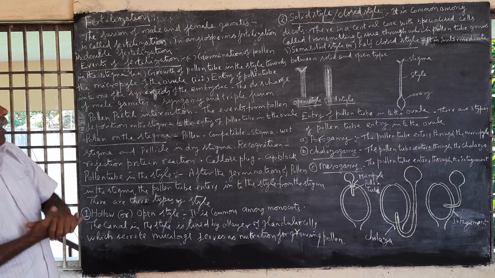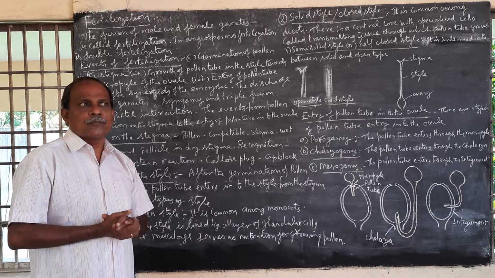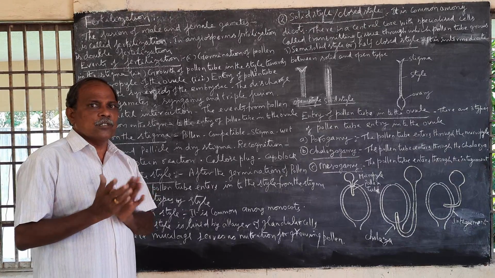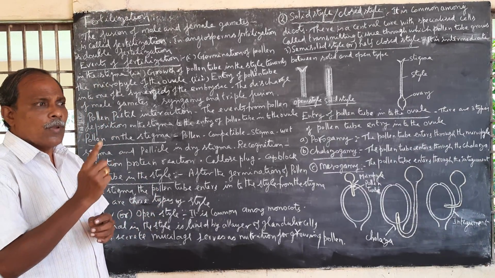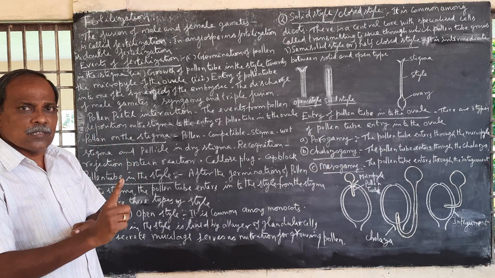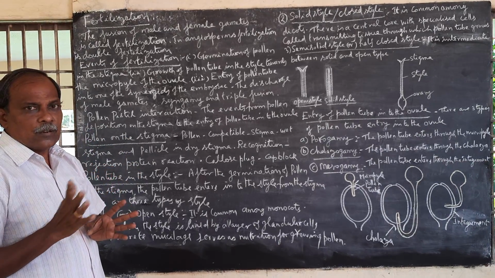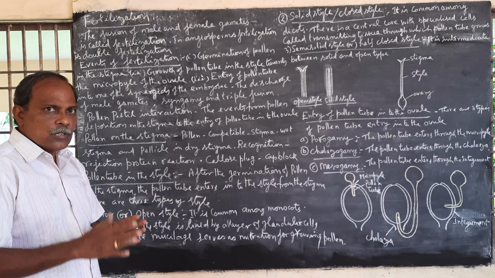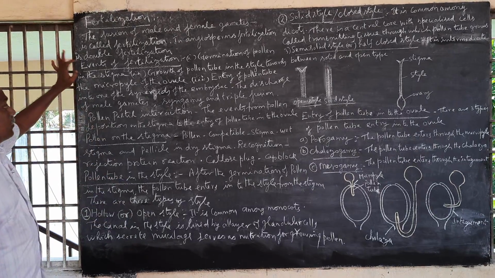Now, in angiosperms, fertilization is double fertilization. Normally in gymnosperms, you get simple fertilization. In gymnosperms, the male gamete fertilizes the egg present in the ovule. So that is simple fertilization. But here it is double fertilization. You will see about double fertilization later. Now, double fertilization, events of fertilization.